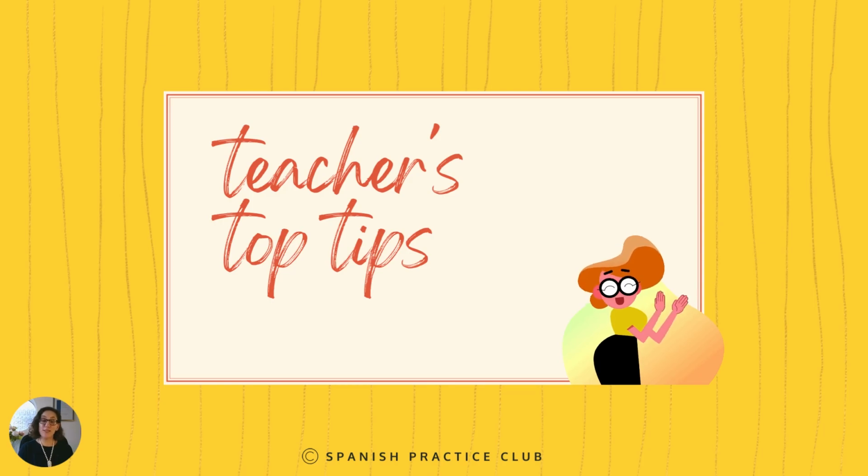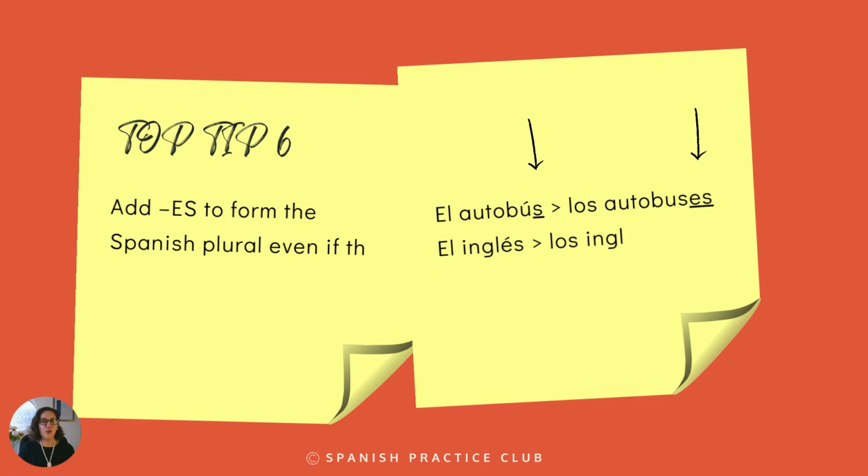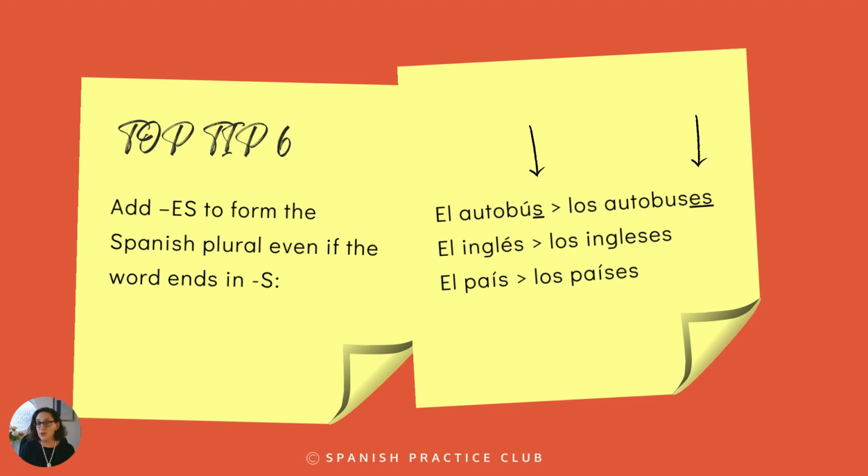There is one top tip that I can give you when we are forming plurals in Spanish. So we say that for words ending in a consonant, we need to add es. So even if you come across a word that is singular and ends in s, you would still need to add es to form the plural. So for example, we have the word el autobús, the bus. So to form the plural, we would add es and say los autobuses, or el inglés, los ingleses, el país, los países.